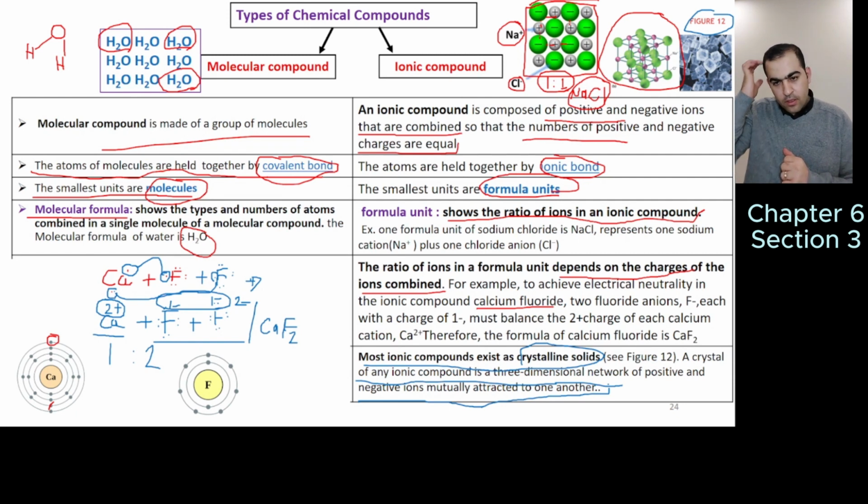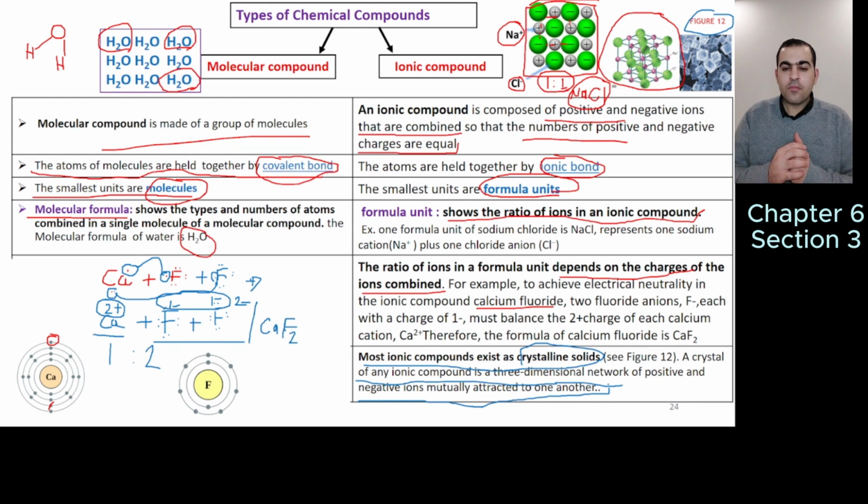Okay, so you must know this. Ionic compounds are made of a group of positive and negative ions bonded with each other. It happens between metal and non-metal atoms. Metals lose electrons and become cations, and non-metals gain electrons and become anions. A group of positive and negative ions form an ionic compound, and the number of positive and negative charges must be equal, like calcium and fluorine. For each calcium, there must be two fluorine, so the charges become equal. The bond between them is ionic.